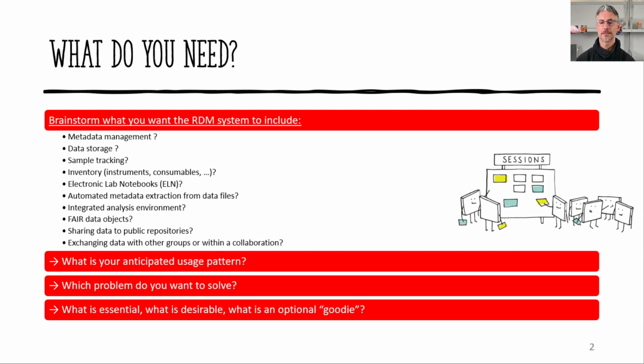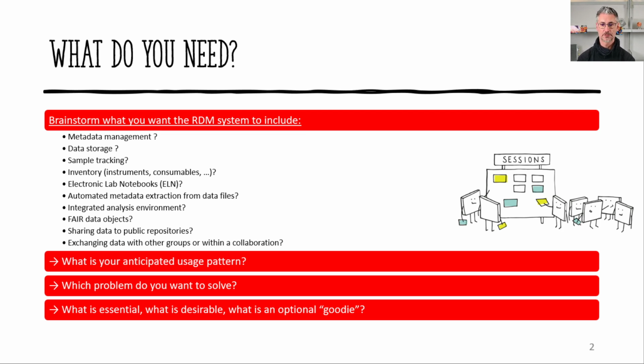How do we want to share data with public repositories? Is there any support in our RDM system for it, or do we do this manually ourselves? It's not just the repositories as such, but we likely want to open up to collaborations with other groups. So how do we actually do that? We also need to think about what is our anticipated usage pattern. How do we use the RDM system in our day-to-day research and practice?